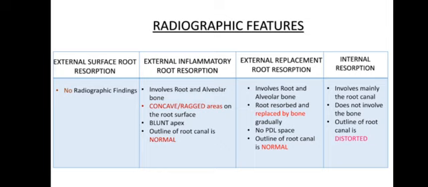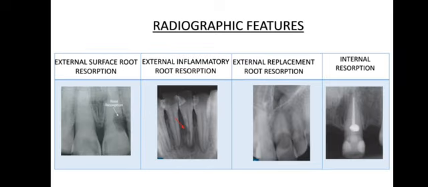In internal resorption, it involves mainly the root canal and does not involve the bone. The outline of the root canal is distorted. These are the radiographs depicting the above mentioned characteristics of each.